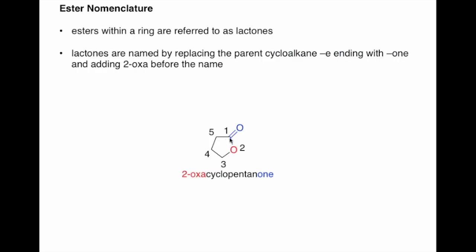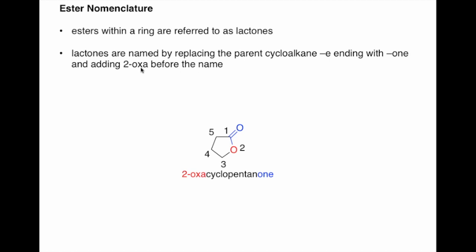When an ester has both its carbonyl carbon and the oxygen embedded within a ring, it is referred to as a lactone. The way that lactones are named is by naming the parent cycloalkane. So this is 5 carbons in length, so a cyclopentane, replacing the E ending of cyclopentane with an one ending. So a cyclopentanone. That one is referring to the carbonyl oxygen.